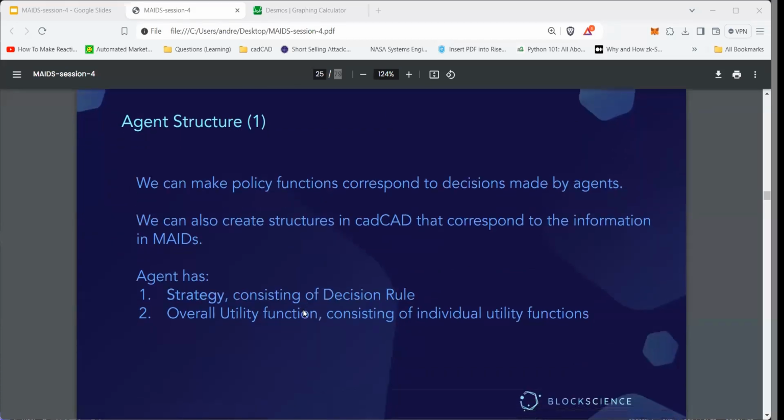We're going to give the agent structure in CAD CAD exactly what a MAIDs agent would have. So they need to have a strategy, and they need to have a total utility. The strategy consists of decision rules that look at the current situation and make some decision that needs to be made about changing the value of a variable. The overall utility consists of component utility functions that assign values to specific outcomes and then combine them to create some notion of overall utility.